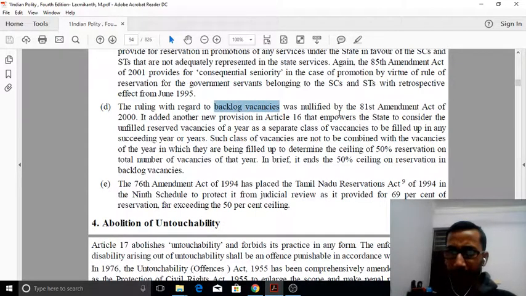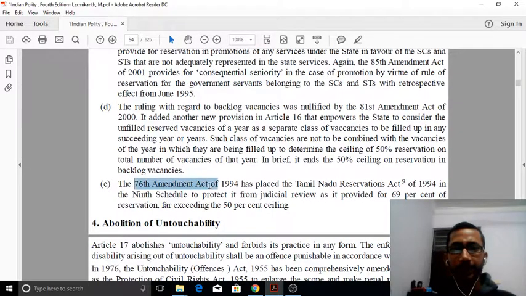Backlog vacancy: the 81st Amendment Act of 2000, right? The new provision in Article 16 empowers the state to consider unfilled reserved vacancies of a year to be filled in succeeding years, right? Such vacancies are not to be combined with the vacancies of the year which are being filled up when determining the ceiling of 50% reservation on the total number of vacancies of that year. In brief, it ends the 50% ceiling on reservation in backlog vacancies, right?